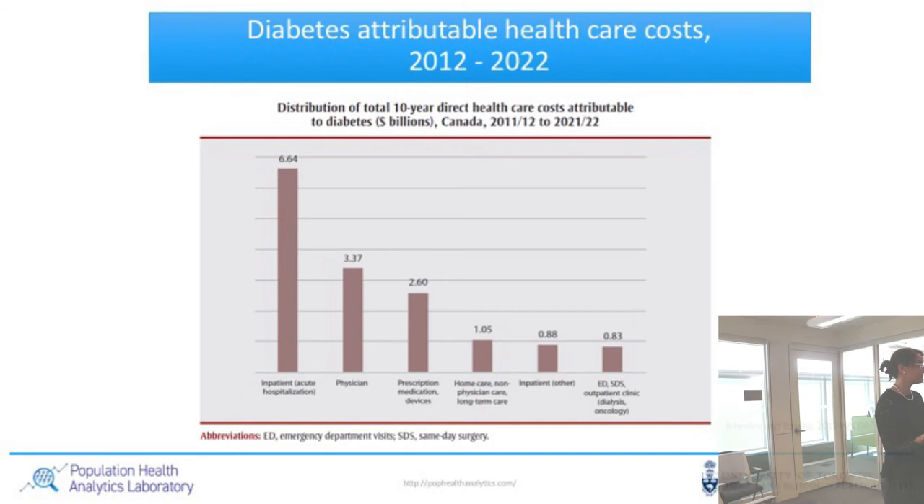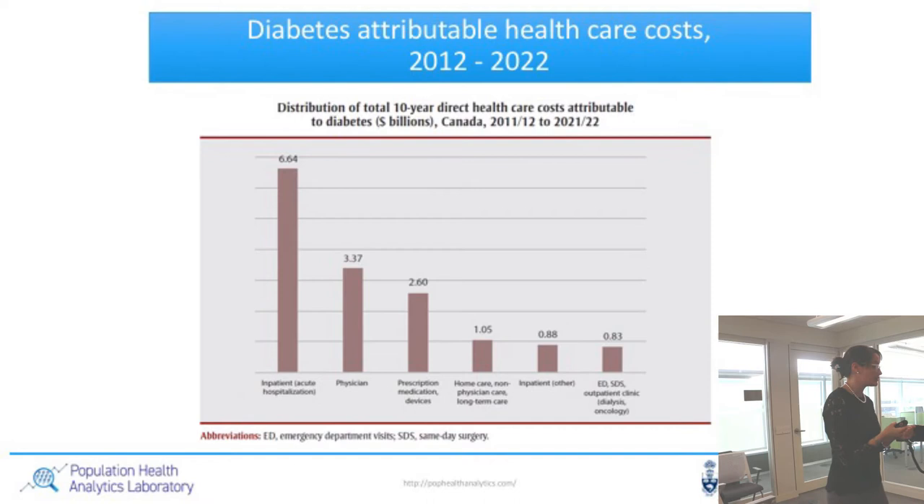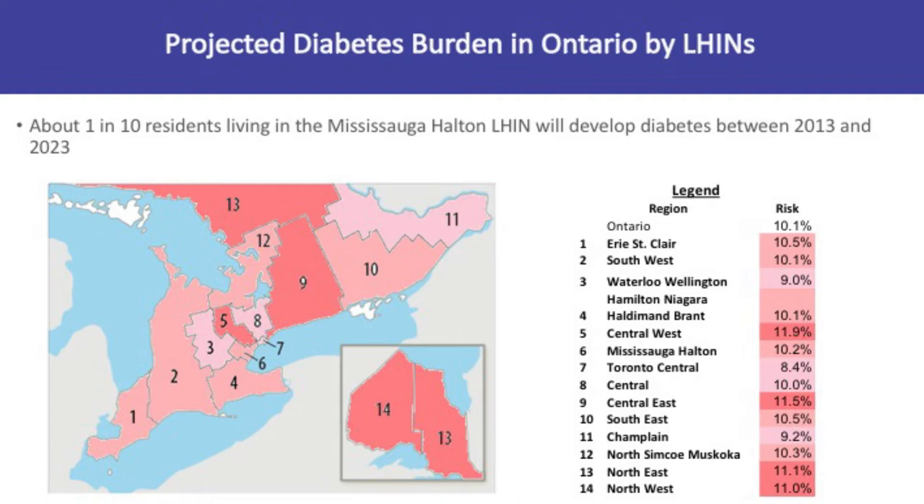And this is an example where we have a 10-year prediction. This was done on the 2011-12 data, and then we can talk about where, in billions, the cost would show up in the healthcare system according to sectors: hospitalization, physician visits, prescriptions, etc. This is an example of predicted diabetes burden in particular regions. So we can look at certain areas of the province where diabetes risk is higher or lower, again from a provincial perspective, useful for planning.